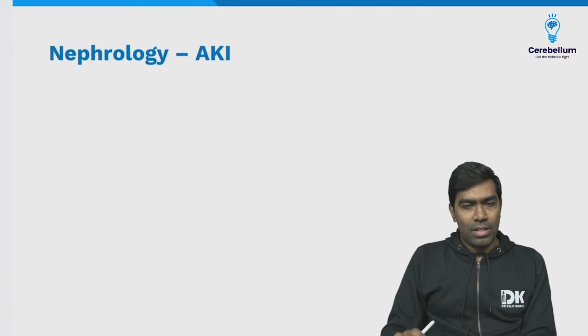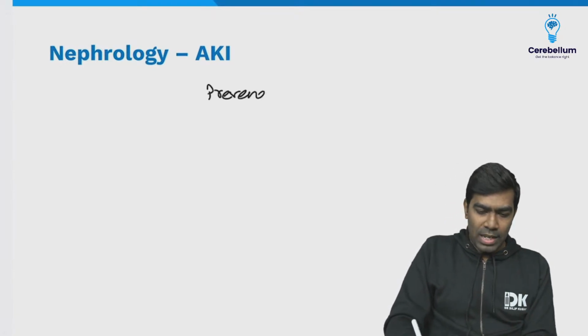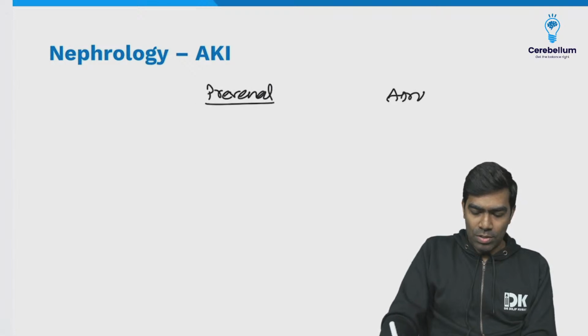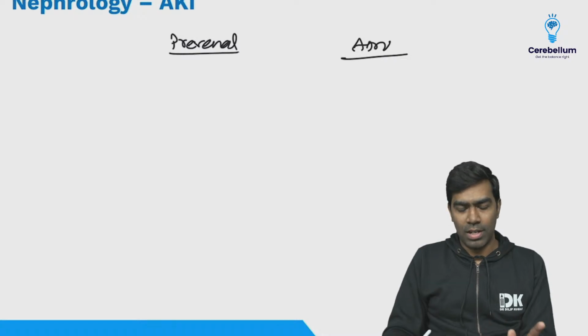So in AKI, the most important thing that they will ask you in exam is to differentiate between a pre-renal AKI and acute tubular necrosis. Okay, in AKI, that is what they will ask. So what is pre-renal AKI?